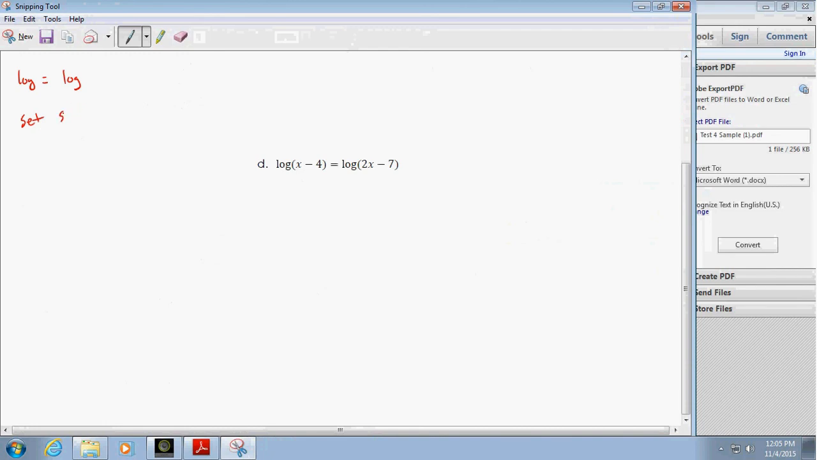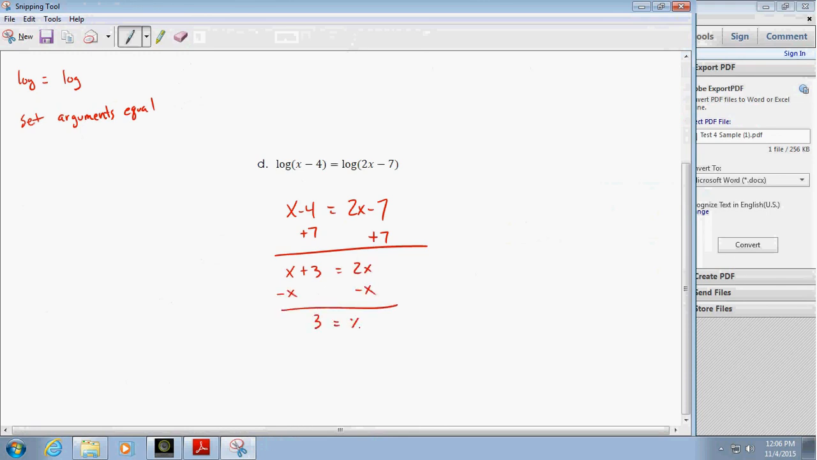Log equals log, just set your arguments equal. So here, what are we going to wind up with? x minus 4 equals 2x minus 7. All right, just looking at the arguments. So what's that going to give us? How are we going to solve this? Add 7, so we're going to get x plus 3 equals 2x. Subtract x, we get 3 equals x.